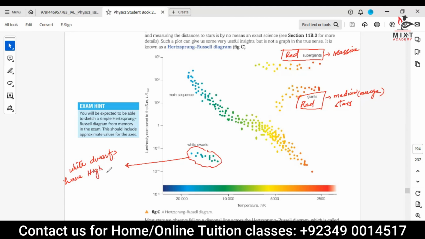So white dwarfs have a high surface temperature. By the way, this is not a planet. Okay, this is a star. It has high temperature and low luminosity. Why is it high temperature and low luminosity? It doesn't give out much light.